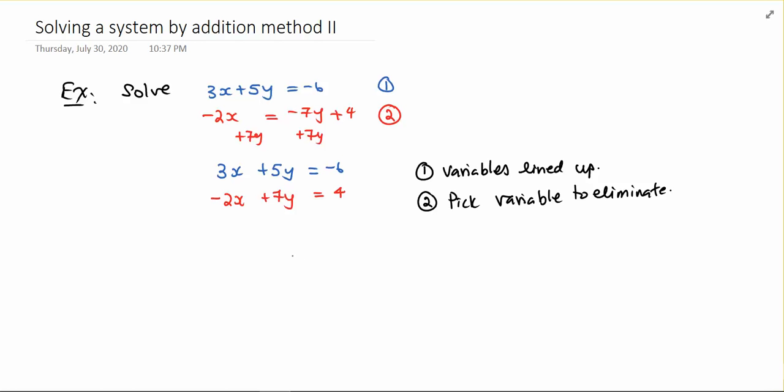Now the second problem I run into is, I can't make a 2 into a 3, nor can I make a 3 into a 2 in order to make them cancel. But I can build them both up to 6, which is what I'm going to do. So I'm going to take that first equation and I'm going to multiply this by 2, and I know if I did that, I'm going to get 6x plus 10y equals minus 12.